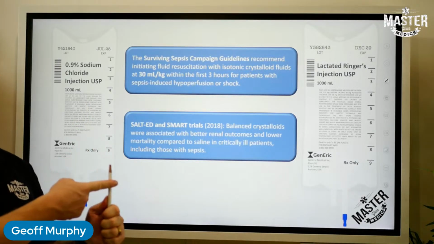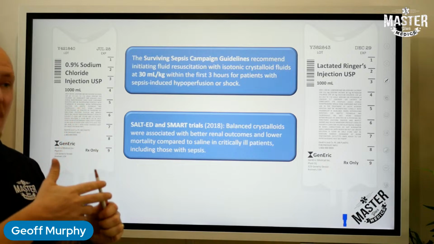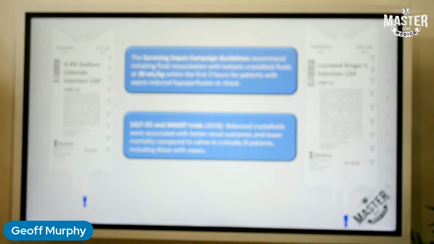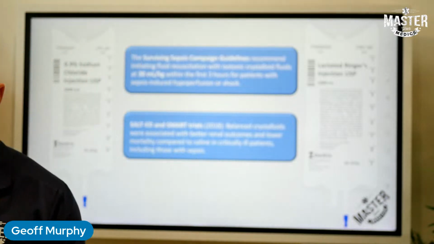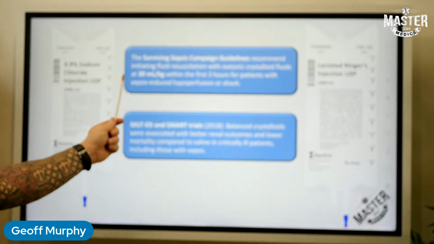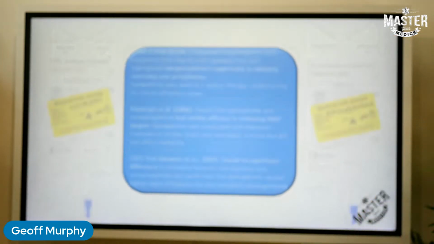One, it's going to decrease the chances of acute kidney injuries. It's going to decrease mortality, and it's going to lessen the chance of hyperchloremic acidosis, which is essentially a form of acidosis because of chloride and the high concentration of it in normal saline. Okay, so that's my answer to that question: if you had the choice, which one would you use?